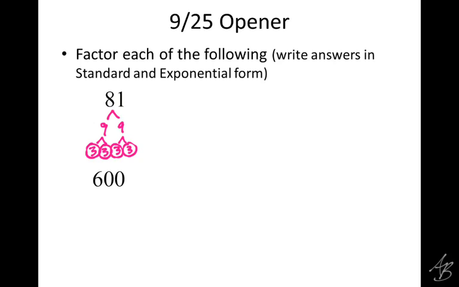All right. So the standard form for this is going to be what? Okay, and make sure we get all of them. So 1, 2, 3, 4. 1, 2, 3, 4. Okay, we're good. So it's 3 times 3 times 3 times 3. The exponential form here is a little bit quicker, isn't it? What's that going to be? 3 to the 4th power, and that's all you have to write for the exponential form.